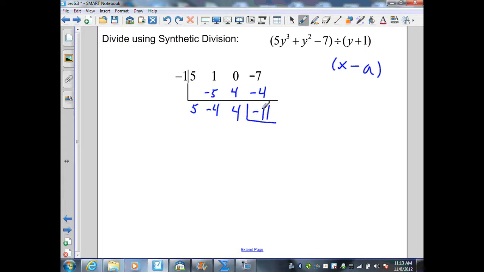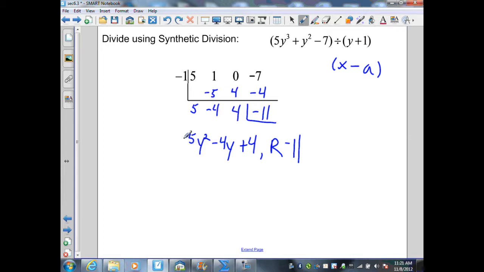Then I can use the values that are not my remainder as the coefficients of my factor, which in this case, I'm going to start always with one term less than the largest exponent. Therefore, this is y cubed, so I'm going to start with y squared. So 5y squared minus 4y plus 4 with a remainder of a -11. Therefore, when I divide y plus 1 into 5y cubed plus y squared minus 7, I'm going to get 5y squared minus 4y plus 4 with a remainder of a -11.